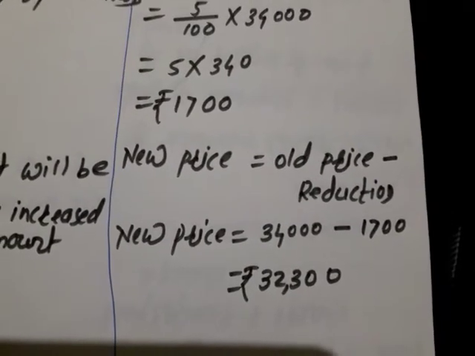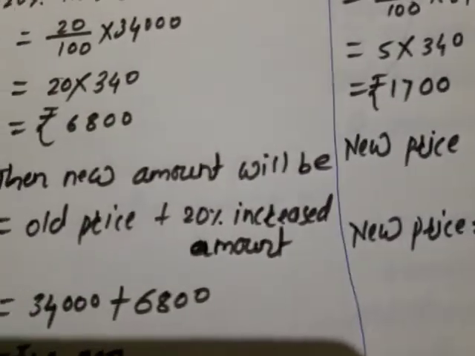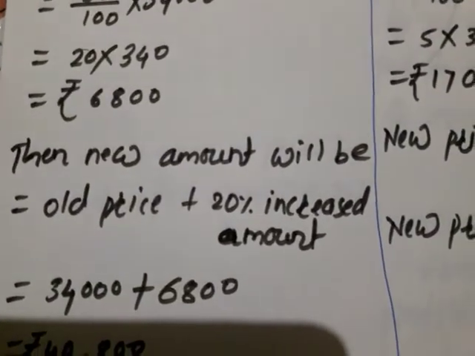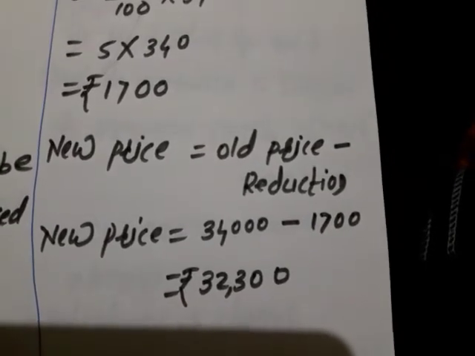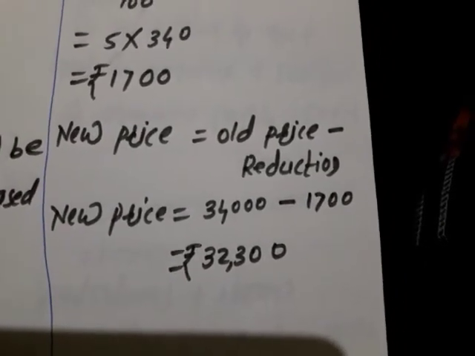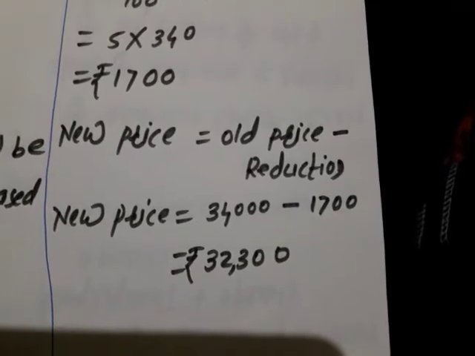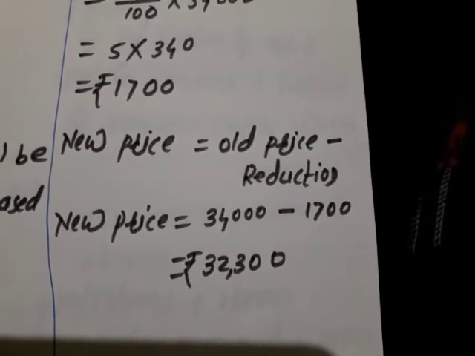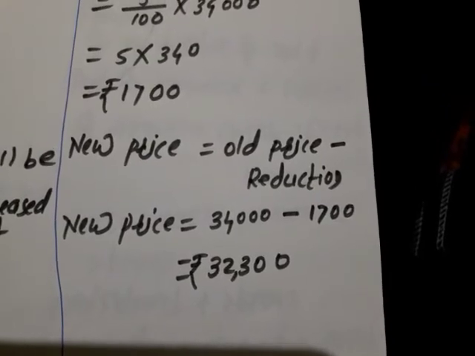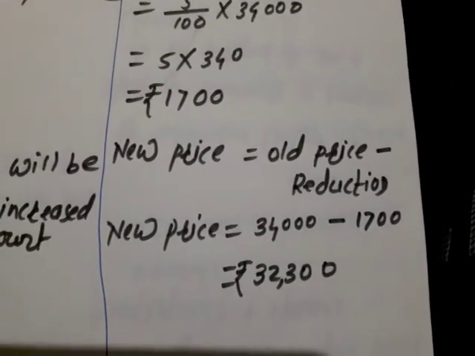In both those examples maybe you observed, here we added the 20% increase, and here what did we do? Here we subtracted. Means when it is going to increase, means profit is there, and when it is going to decrease, means loss is there, and loss is always subtracted and profit is always added. I hope you got the idea about this point.